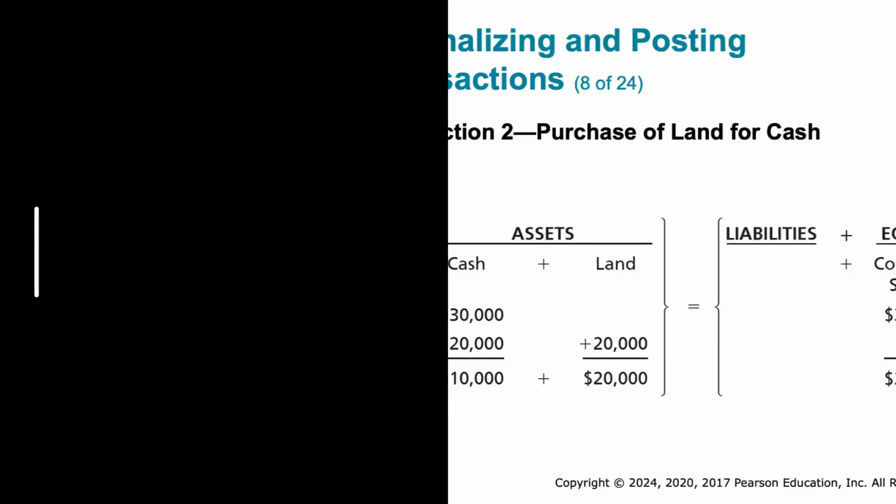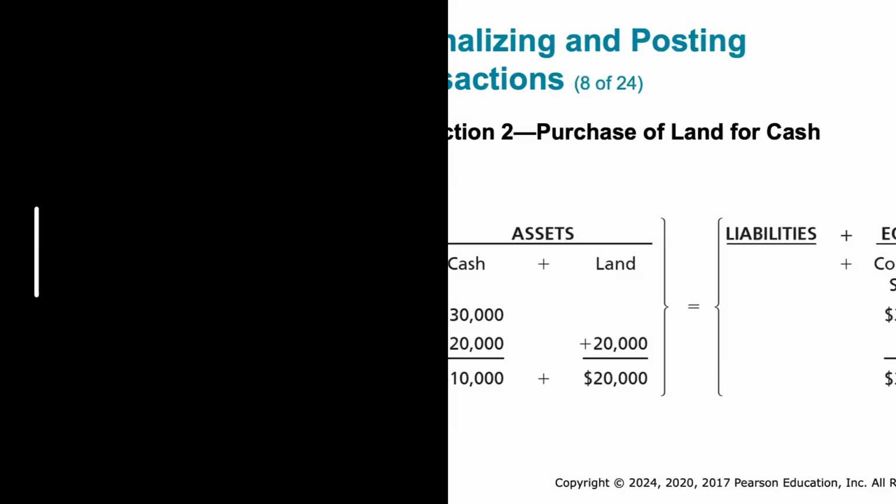In our second transaction, we lowered cash by 20,000, but we increased land. So assets didn't change. The amount of assets didn't change. What assets consist of did change. Instead of having 30,000 all in cash, now we have $10,000 in cash and $20,000 in land.